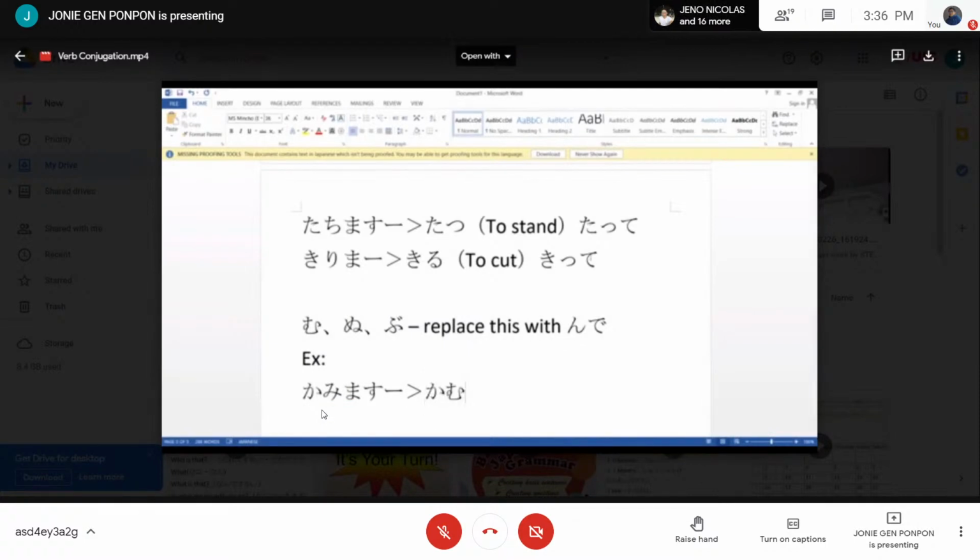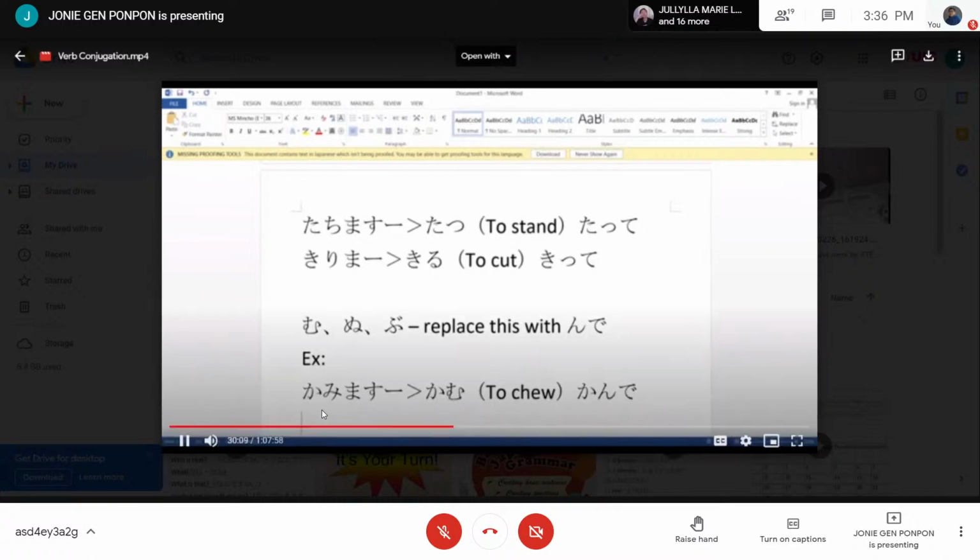Now we have the example for mu. Mu. So it will become to chew. So, yung kamu, yung mu will be replaced with the nde. It will become kande. Yan, kande.